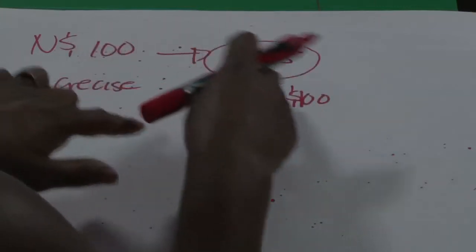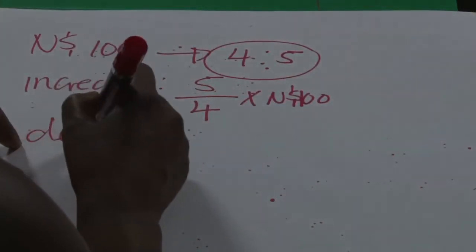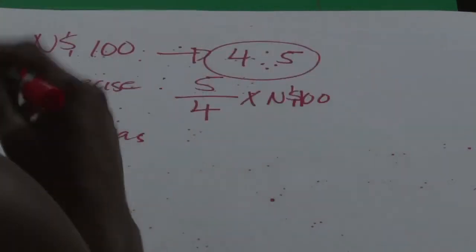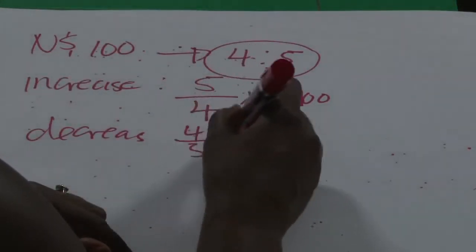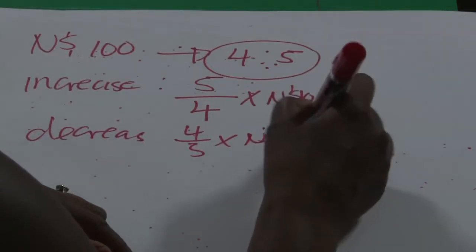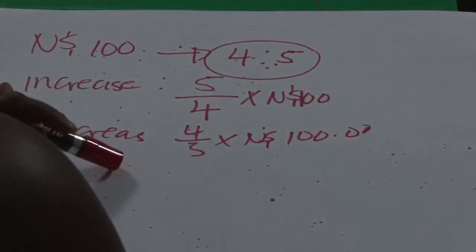If you were decreasing, then you have to write this ratio as a proper fraction. To be 4/5 times $100. Then you get your answer. So then increasing, improper fraction; decreasing, proper fraction.